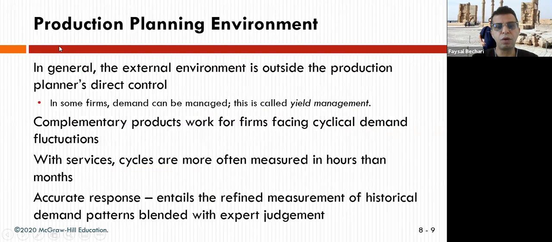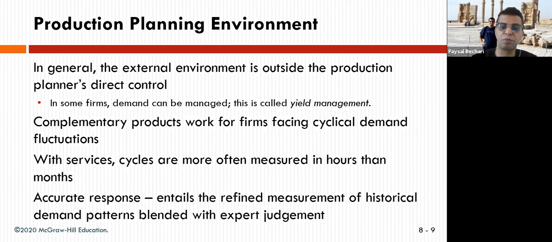Now, when it comes to the production planning environment in general, the external environment is outside what the production plants directly control. They're not controlling it. It's external. We have controllable and uncontrollable factors. In some firms, demand can be managed, and this is called yield management. So if I'm controlling the demand, that's our best situation, which is called yield management.